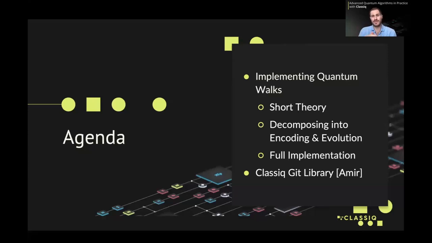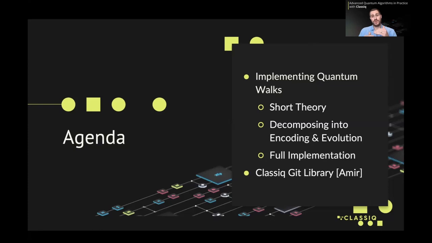And then the second part will be decomposing into the encoding and the evolution. So as we've covered in previous sessions, we divided the quantum algorithm framework in general into three steps. First we have encoding of the data, then we have the evolution that we want to do in a smart way, and then we need to do a measurement, and we want to post-process the results. So today we'll decompose only the first two steps, and we'll ignore the third step for now, and then we'll go through the full implementation.